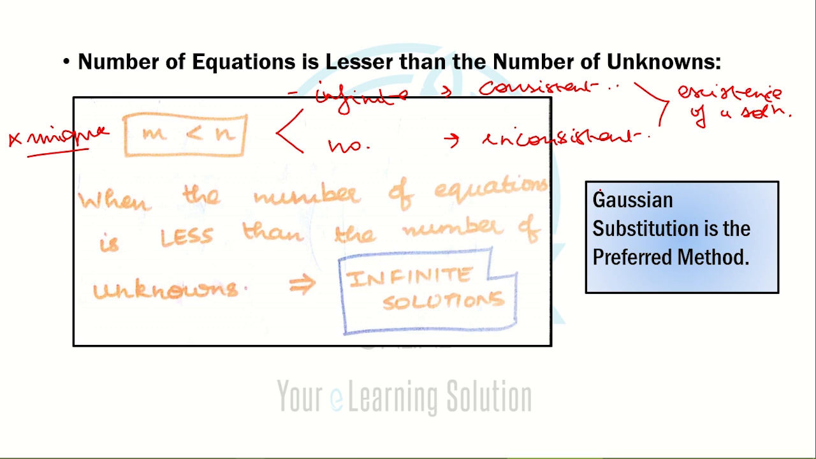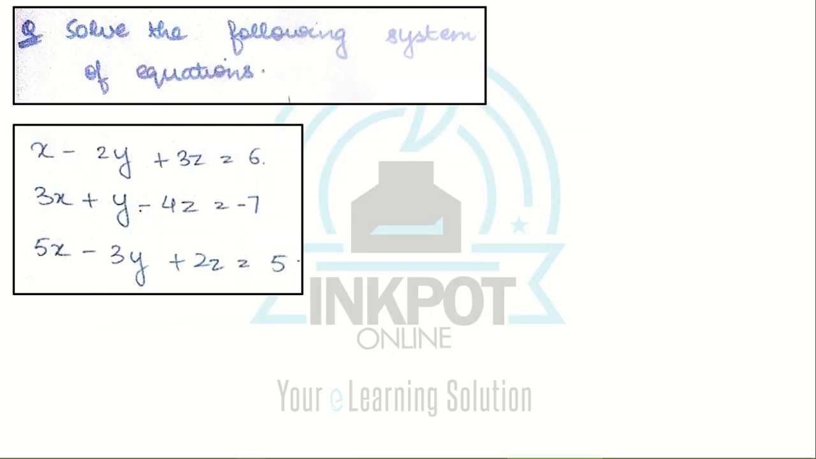Like I had said, Gaussian substitution is our preferred method. So let's see a few examples. Now this is a system of equations which you are expected to solve. I'm going to start using the Gaussian substitution method. I will write out the augmented matrix. That's the first step. So 1, minus 2, 3, 6; 3, 1, minus 4, minus 7; and 5, minus 3, 2, 5.